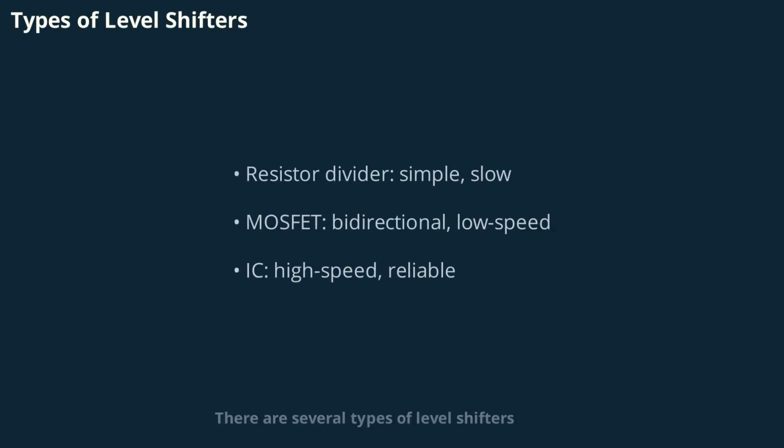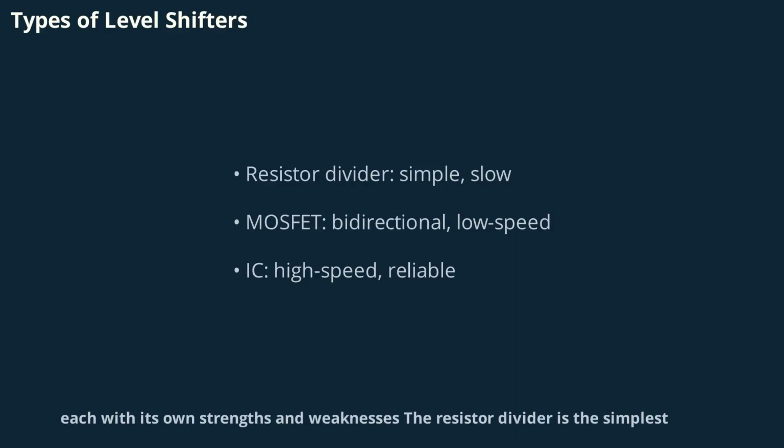There are several types of level shifters, each with its own strengths and weaknesses. The resistor divider is the simplest, but it's only suitable for unidirectional low-speed signals. Diode clamps protect against overvoltage but aren't ideal for logic translation. MOSFET-based shifters are great for bidirectional low-speed buses. Op-amp or buffer-based shifters handle higher speeds but add cost and complexity. Finally, dedicated ICs offer the most robust solution for high-speed multi-channel designs, though they tend to be more expensive.